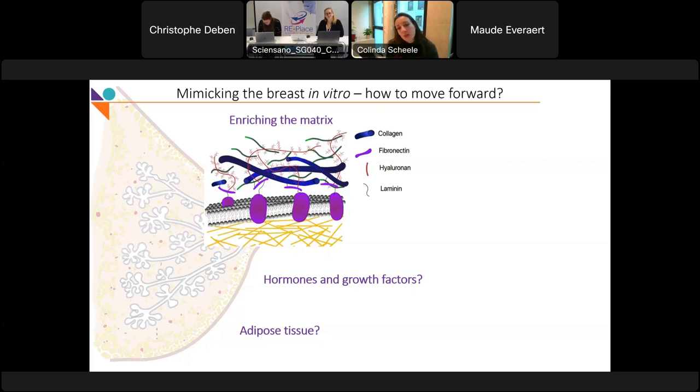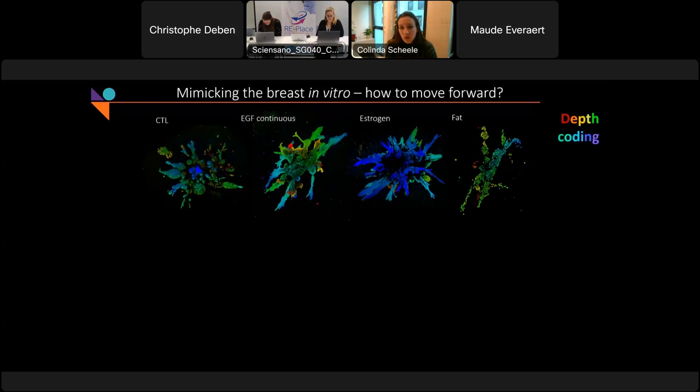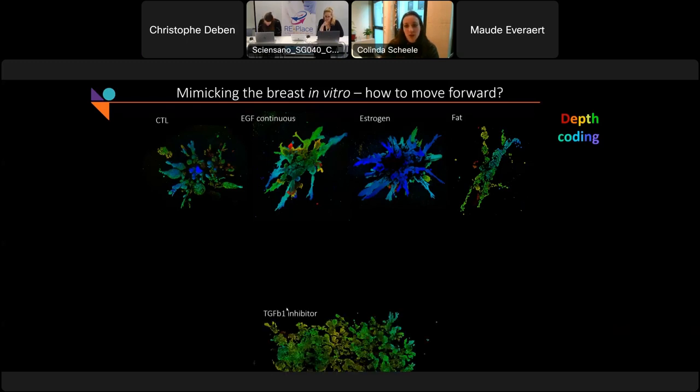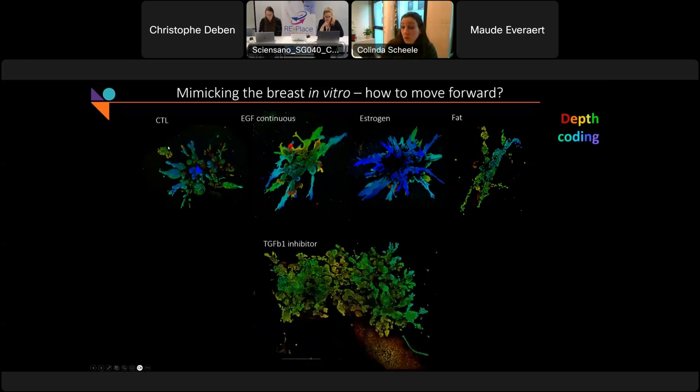And just to give you an example of what medium components can do, I show you here the same organoids from the same donor. So here you have the control condition. And then when you give different growth factors, you can see that you really can start to change the behavior of these cells. So they are very, very responsive. And now we just need to crack the code and see what they need at which moment in time to really organize themselves well.